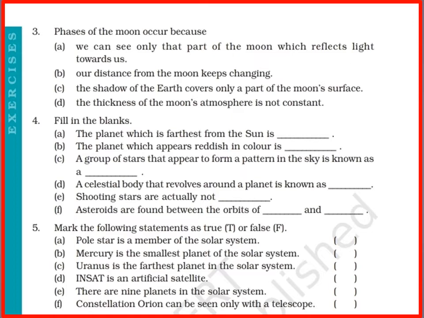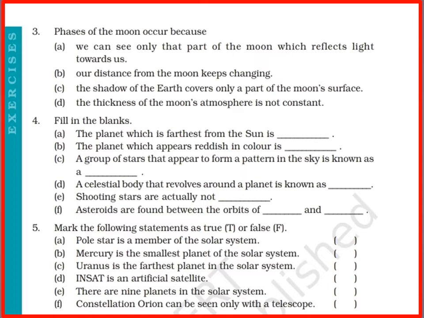C. Uranus is the farthest planet in the solar system. It is clear that this statement is false, because Neptune is the farthest one. Statement D. INSAT is an artificial satellite. The statement is true.